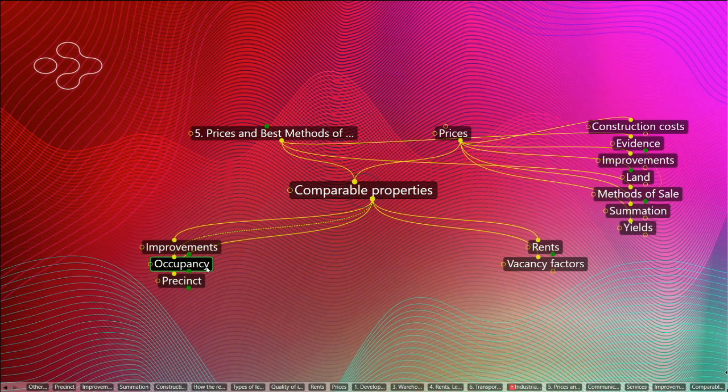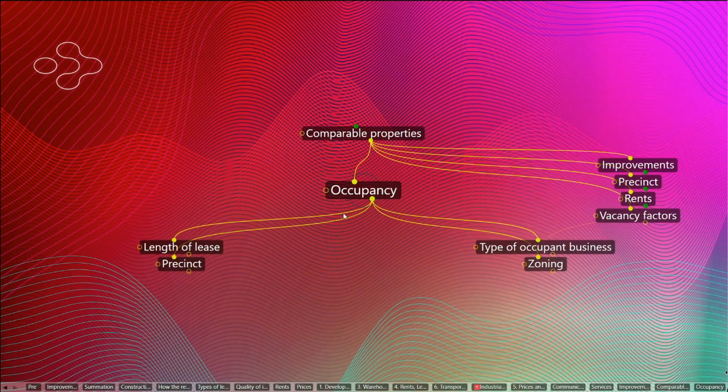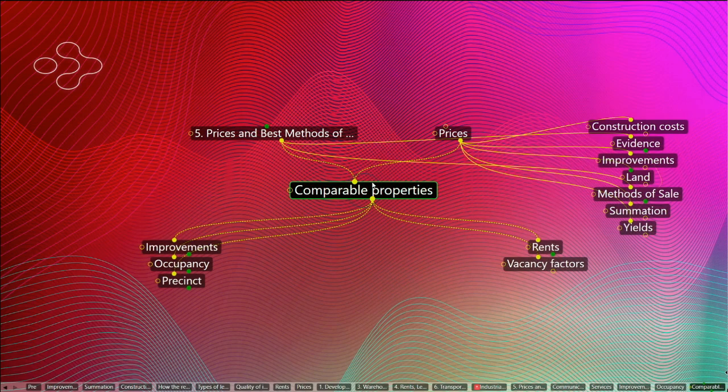When you're looking deeply into occupancy, you should look at things like this in the comparable properties. The length of the lease, that is the tenant in occupancy. How good is the lease? How long is it? Is the precinct a good industrial precinct? How does it work? Then of course you should look at the type of occupant business in that property and the zoning, whether it's suitable for good industrial applications over time. So that is occupancy in a comparable property.